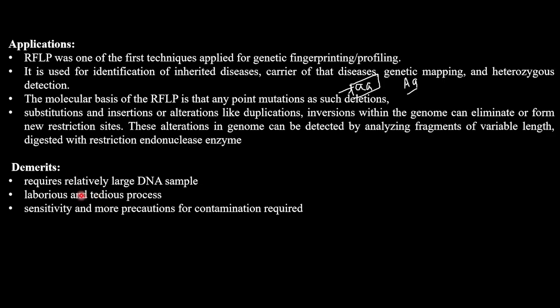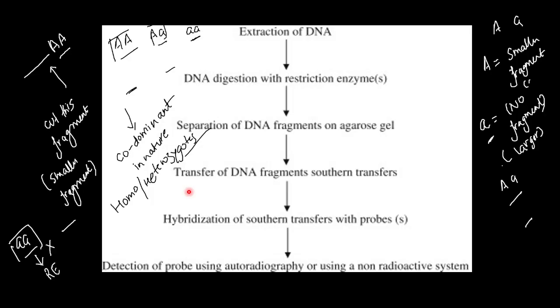So the demerit is this: restriction enzymes are costly in nature. Sometimes they are contaminated. Sometimes you are using two restriction enzymes at a time, so the conditions of the restriction enzymes should match. So it's a laborious and tedious technology, and it requires a relatively larger DNA sample. Why larger? Because you are having a full DNA and then you are fragmenting it.